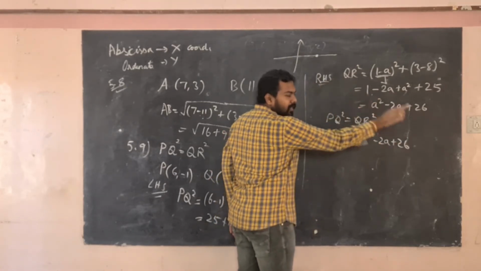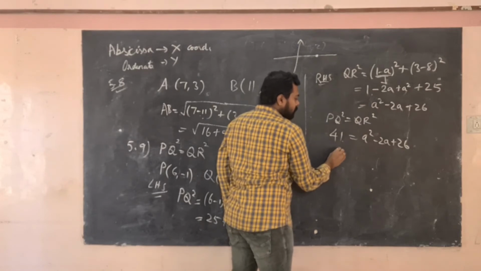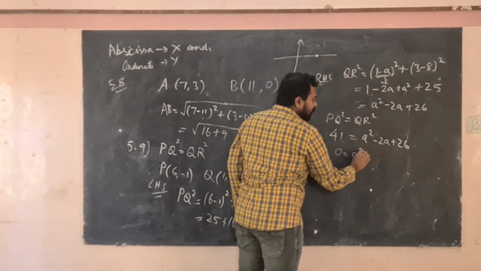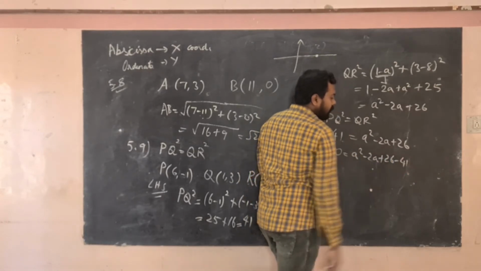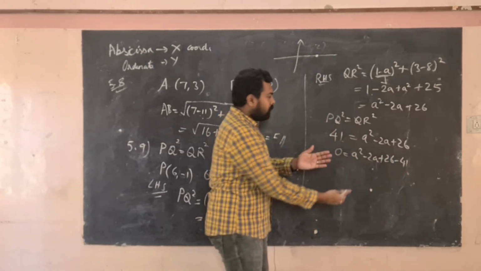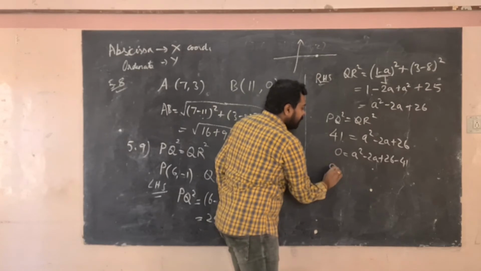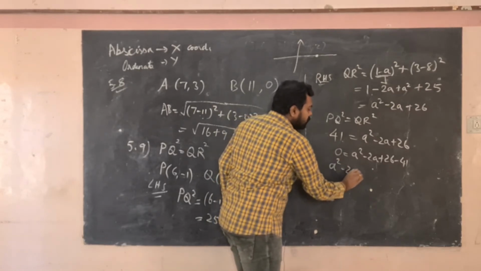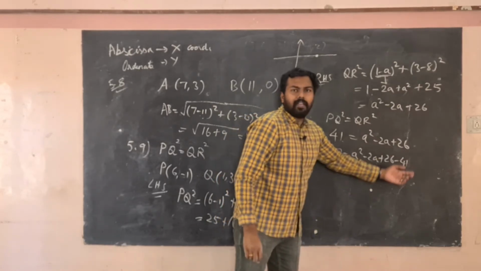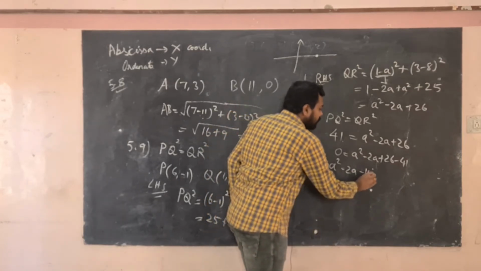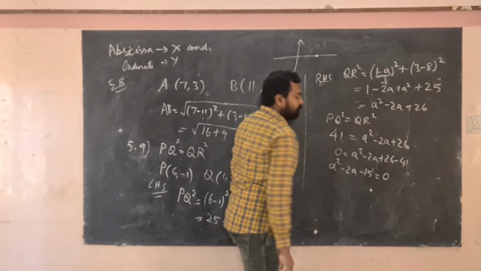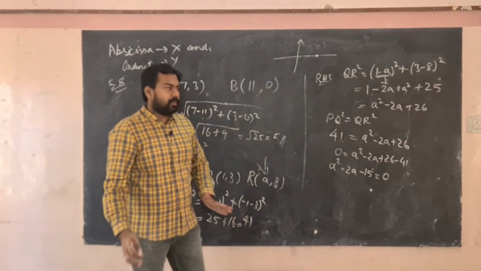If the 41 goes to that side, what will happen? This will become 0, right? A square minus 2A plus 26 minus 41. So what am I going to do? I am writing all of this on this side for our convenience. A square minus 2A, 26 minus 41, it is minus 15. Minus 15 is equal to 0.